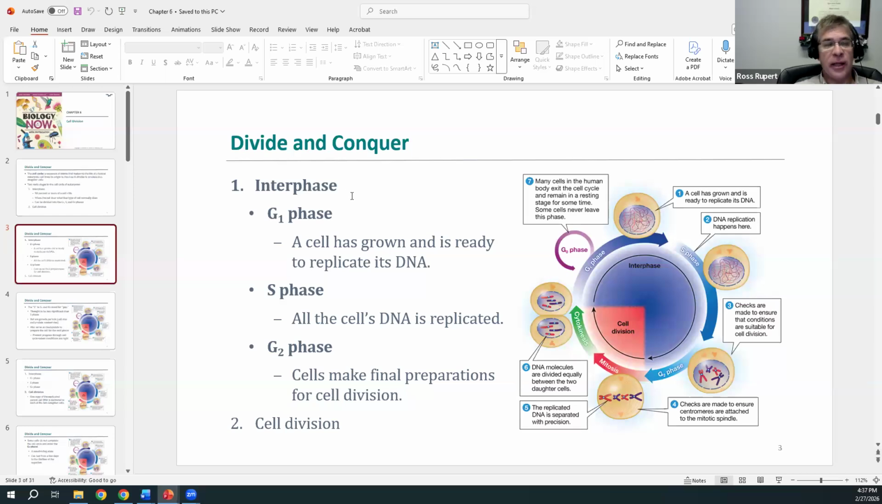When it decides that it needs to grow, that's called G1 phase. If it decides it's time to reproduce and divide, it goes into S phase, which is when the DNA is duplicated. That's a very important moment in the cell. S phase stands for synthesis. The DNA is duplicated. Remember that. In G2 phase, it makes its final preparations and then it goes into cell division.